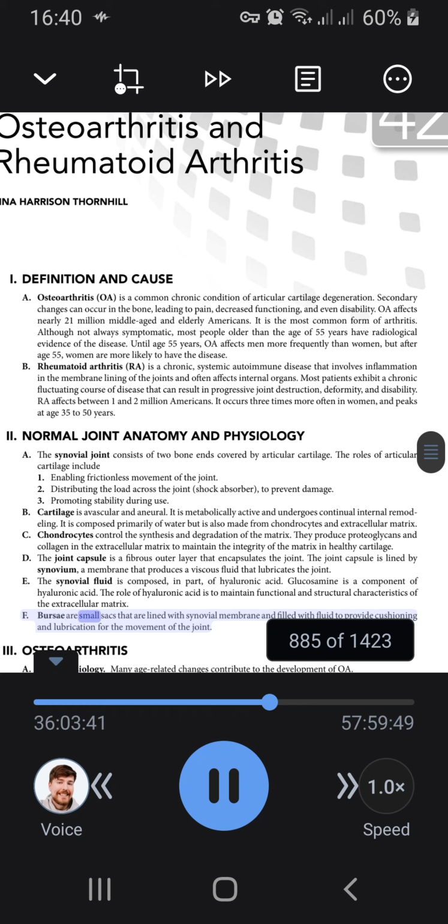F. Bursae are small sacs that are lined with synovial membrane and filled with fluid to provide cushioning and lubrication for the movement of the joint.